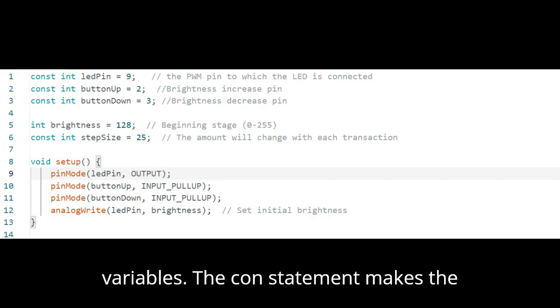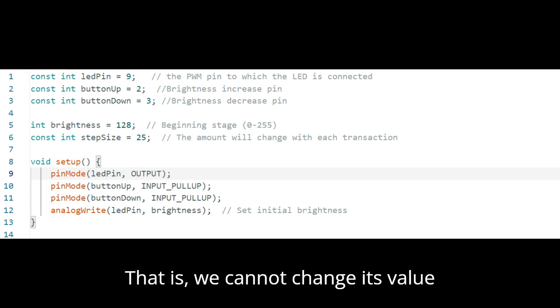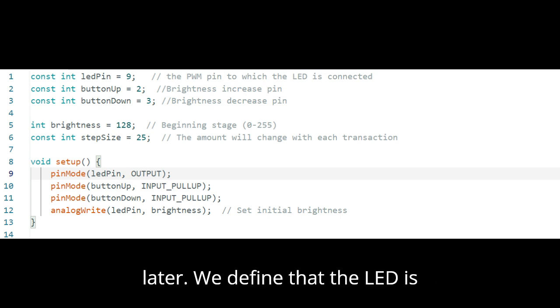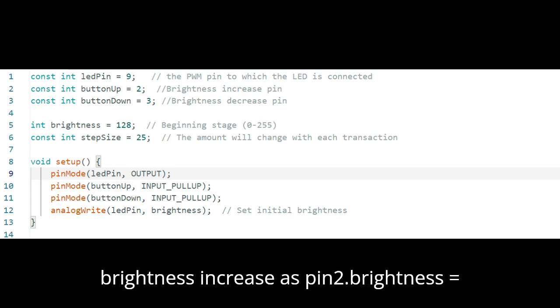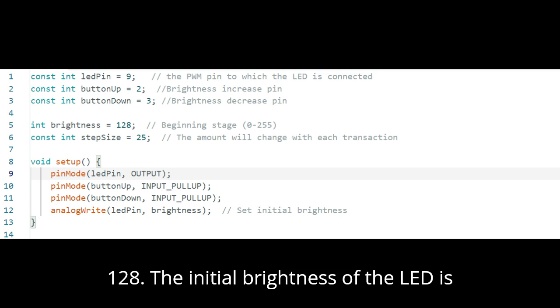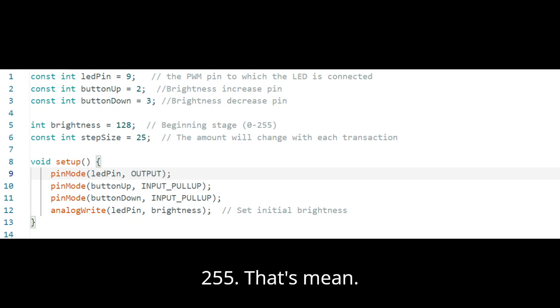First, we define the variables. The const statement makes the variable we define a constant variable. That is, we cannot change its value later. We define that the LED is connected to pin 9, and we define the brightness increase as pin 2. Brightness equals 128. The initial brightness of the LED is at a medium level between 0 and 255.